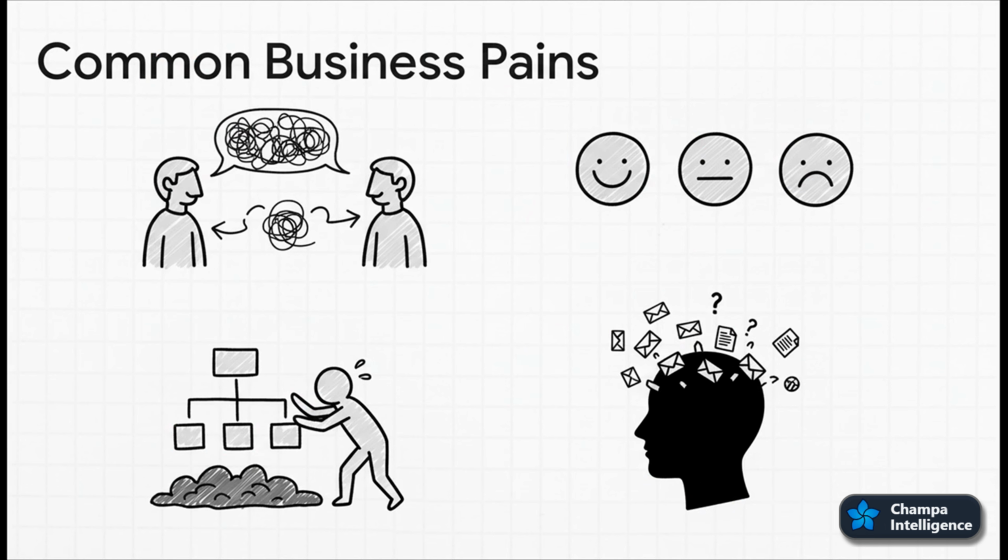You've got miscommunications that lead to endless rework. Your customers get a different experience depending on who they talk to. Making small changes becomes this slow, agonizing process. And maybe the worst part of all, the actual way work gets done is a total mystery. It's just hidden away in emails, old documents, or just in people's heads. This is the exact kind of chaos we're going to talk about solving.